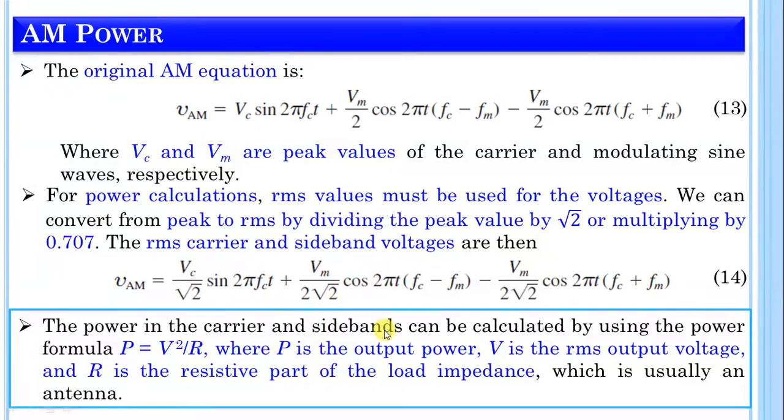The power of the carrier and sidebands can be calculated by using the power formula, P is equal to V square by R, where P is the output power, V is the RMS output voltage, and R is the resistive part of the load impedance, which is usually considered as an antenna. For more detailed analysis about the RMS voltage and the peak voltage, you can study circuit theory, in which you get more insight about these RMS and peak value parameters.